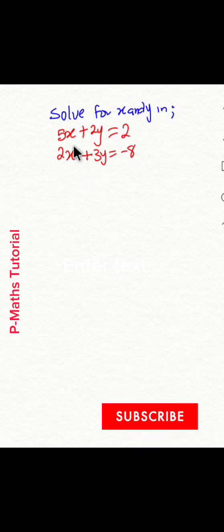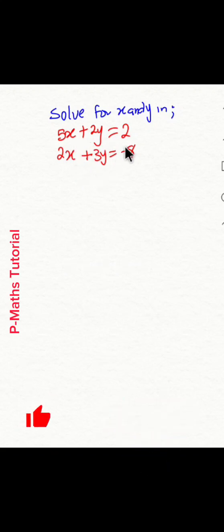Let's solve for the value of x and y in this simultaneous equation. This is equation 1 and this is equation 2. We are going to use the elimination method to find the values of x and y.